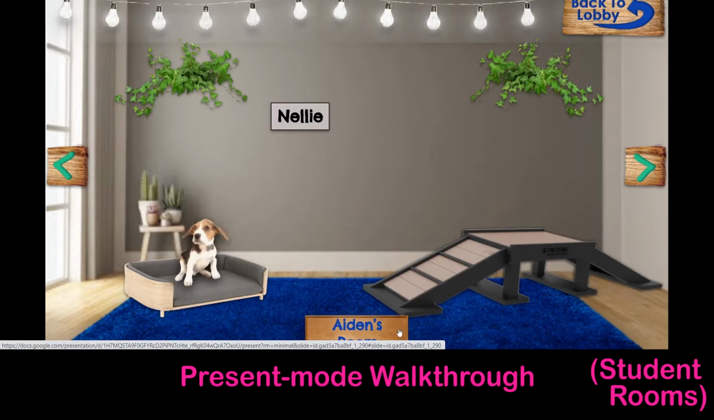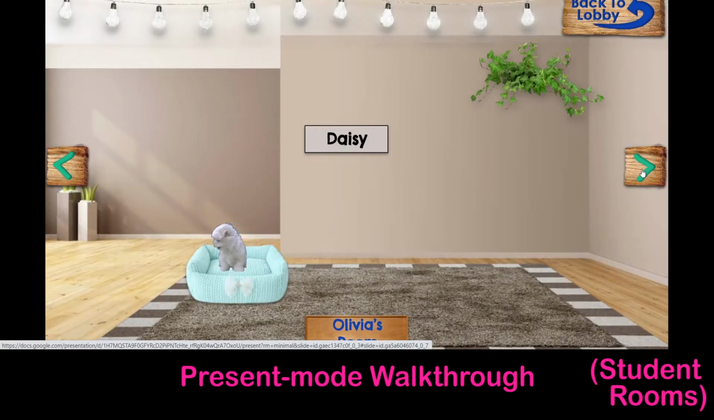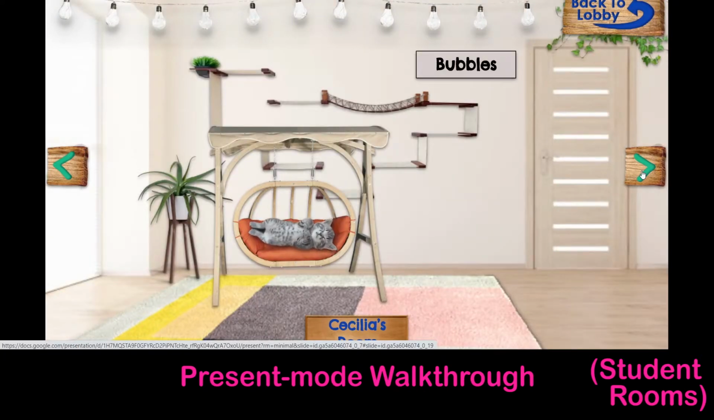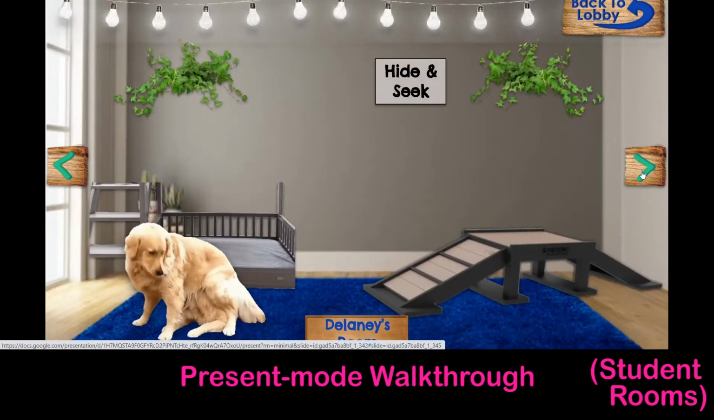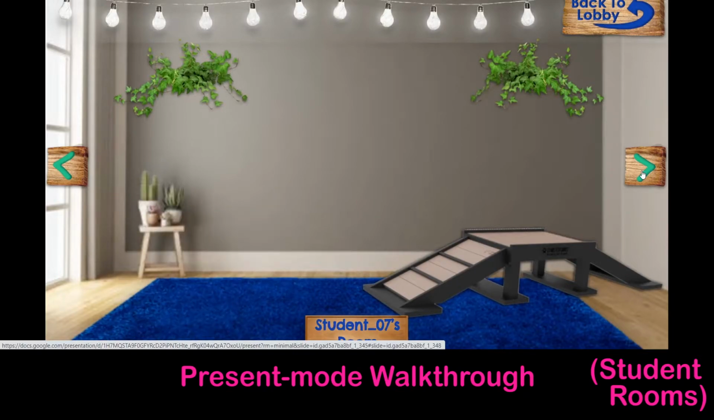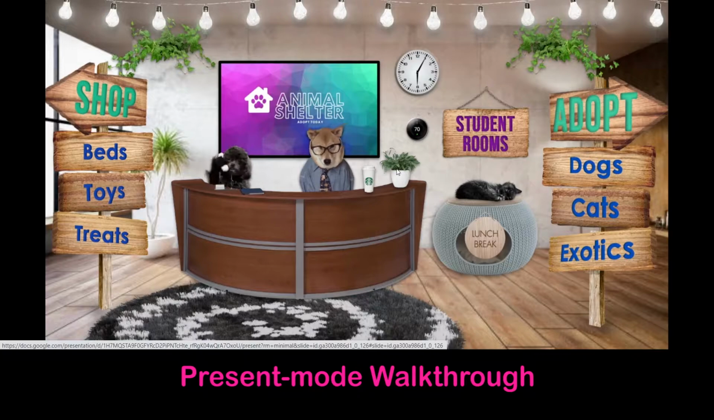So we can see this is Aiden's room. He chose Nellie. Well, he chose Ellie. He renamed her Nellie. She's got her little bed, and we can also just go through these rooms. Got bubbles. And then that's an empty one, so we'll head back to the lobby, and that's about it. So, that's kind of how you use it.